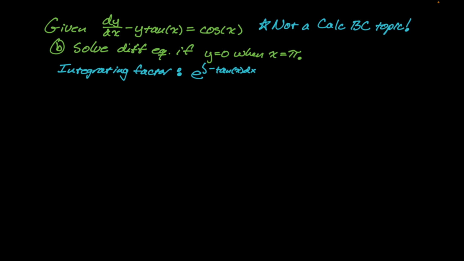I'm going to evaluate this. The integral of negative tan of x is the natural log of the absolute value of cosine of x.